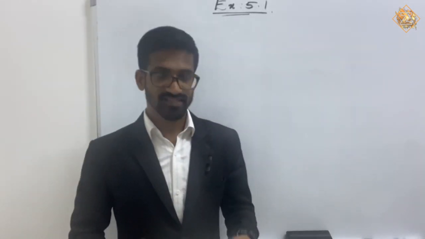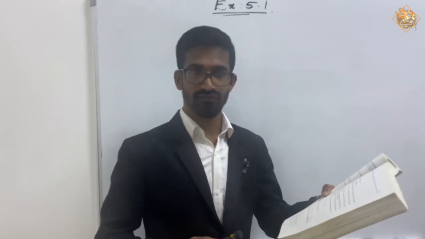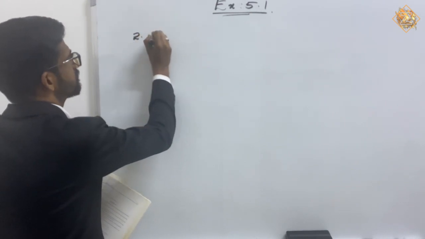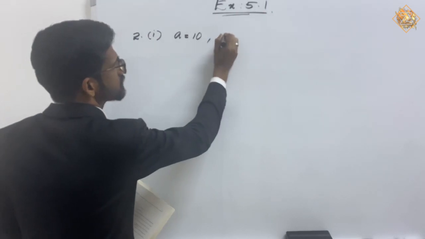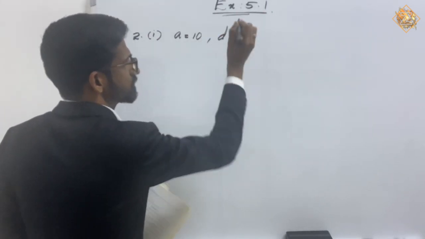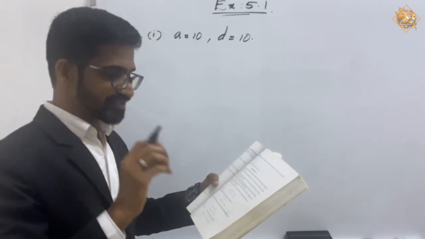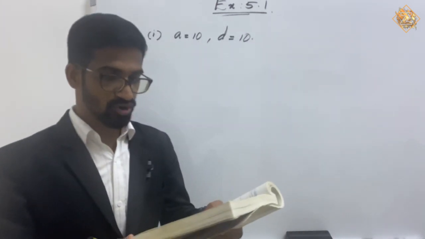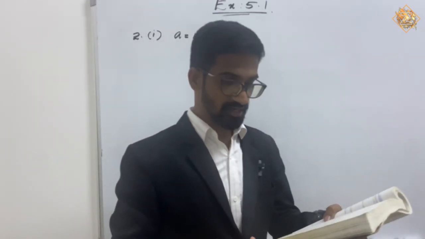Okay, students. Now let's look into question number 2. Write the first 4 terms of the AP when the first term A and the common difference D are given as follows. Question number 2. In that first one, it is given first term A equal to 10 and the common difference D equal to 10. The question here is form an arithmetic progression with first 4 terms, where the common difference D equal to 10 and first term A equal to 10 are given.